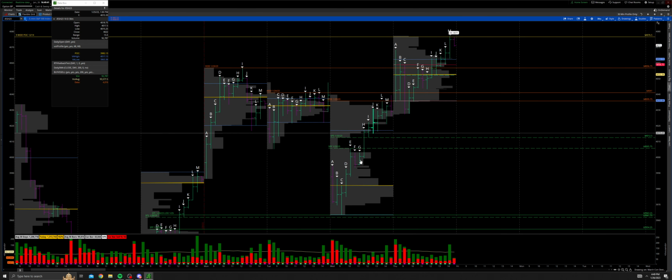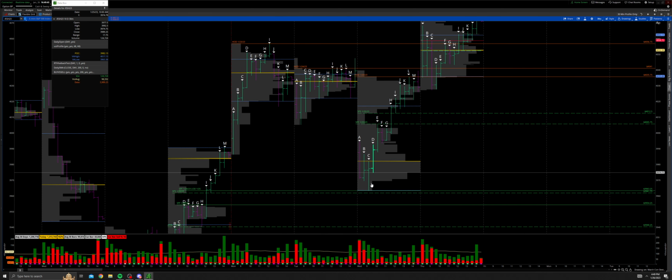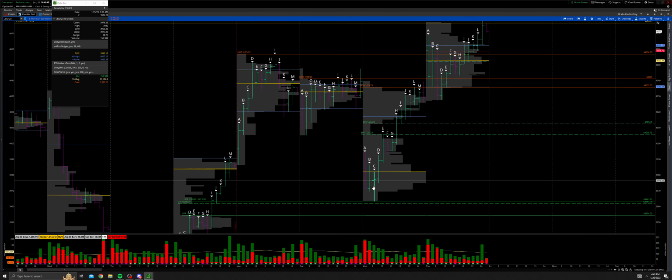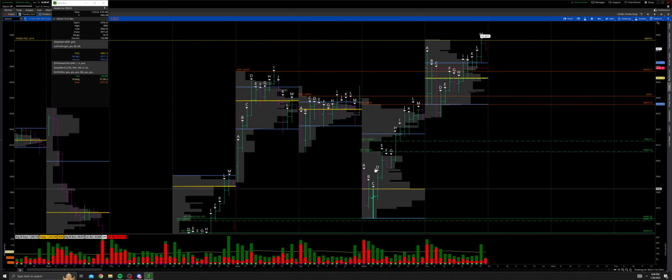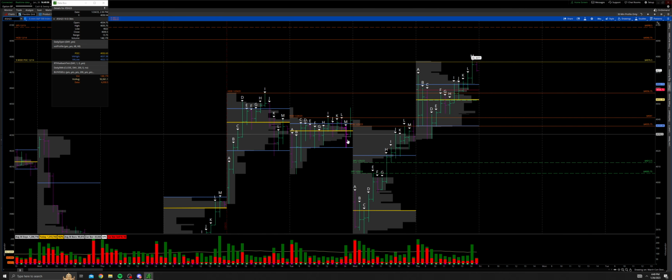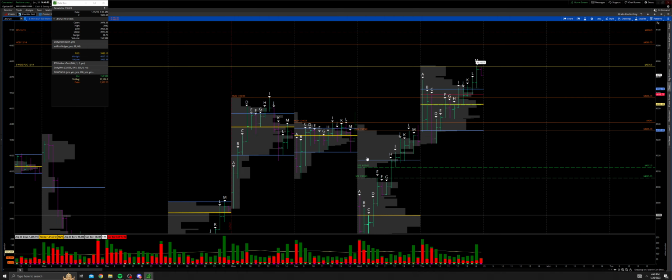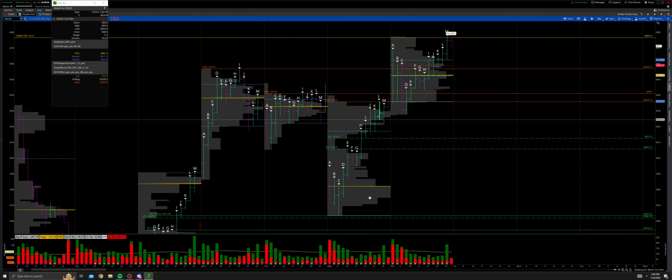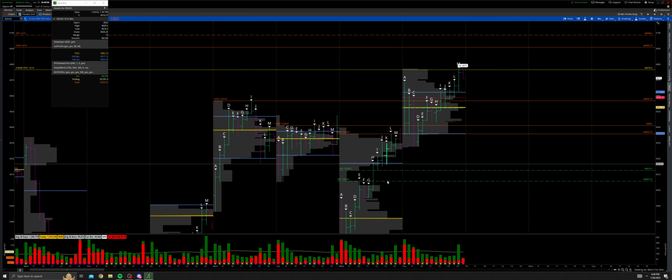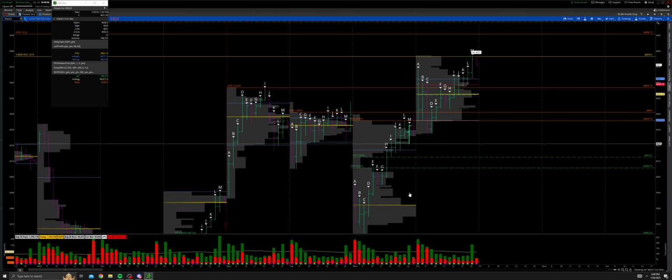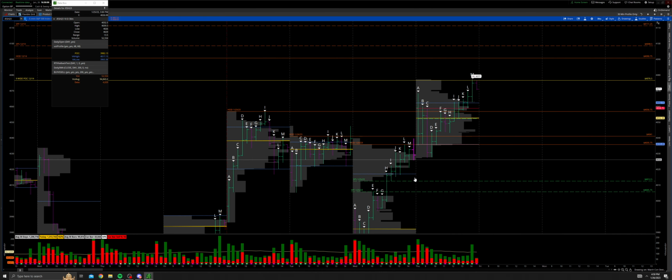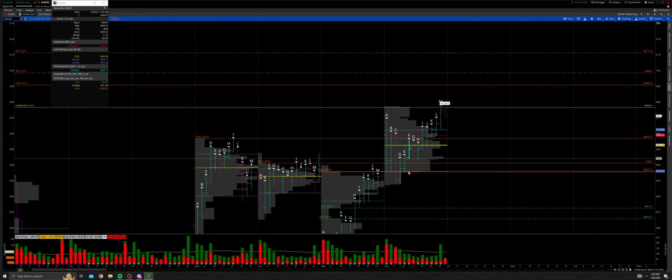So after yesterday's failed attempt at a trend day down, taking out the initial balance low, coming up, taking out the initial balance high, shorts covered, brought us back into the previous day's range and value. Big fail on their part. Guess that was a sign. Also, that was a 200-day moving average test back there. And then coming into today, what did we do?